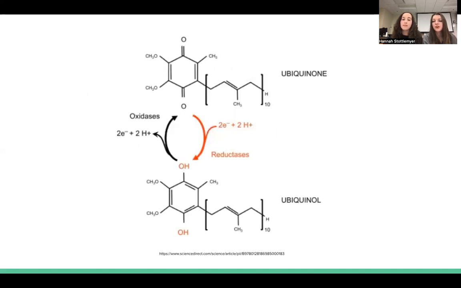So as for the reduction of ubiquinone to ubiquinol, ubiquinone has the -one suffix, which indicates that there are ketone groups on the molecule, and it's being reduced to ubiquinol, where the -ol suffix means that there are alcohol groups on the molecule. So what's happening with this reduction reaction is we're gaining hydrogen atoms, and so those ketone groups are then being reduced to alcohol groups. And as we can see, they each now have an H on them.